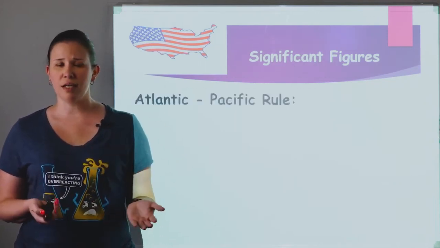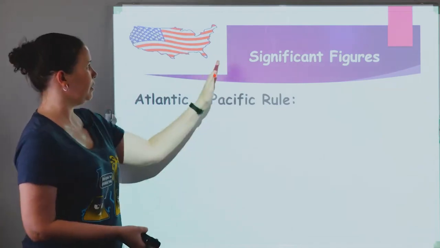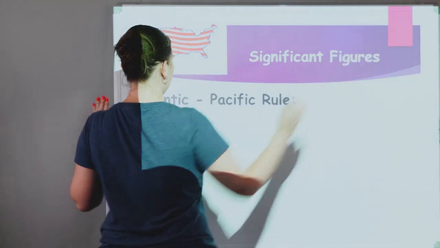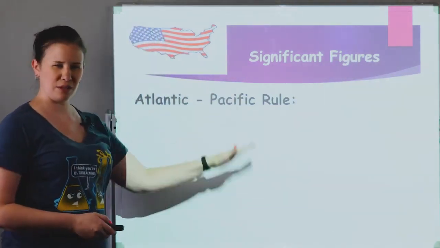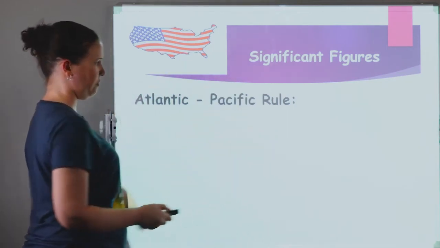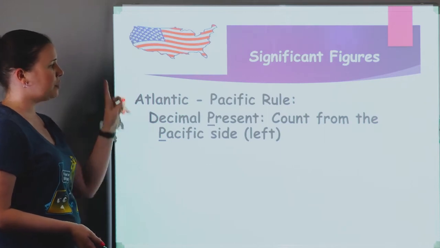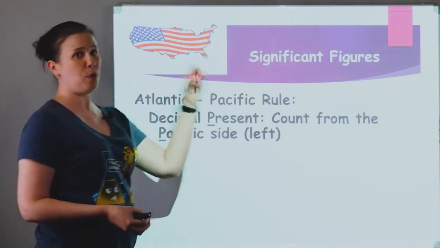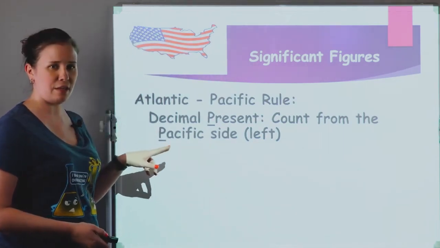So the rule for that is actually called the Atlantic-Pacific rule. And I'm assuming you know this by now, but the Atlantic Ocean would be on the right and the Pacific Ocean would be on the left. And so that's kind of what's going to determine whether we're rounding or how we're rounding coming from the left or from the right. So the idea here is that if I have a decimal that's present, like 3.50, then I would start counting from the left-hand side.